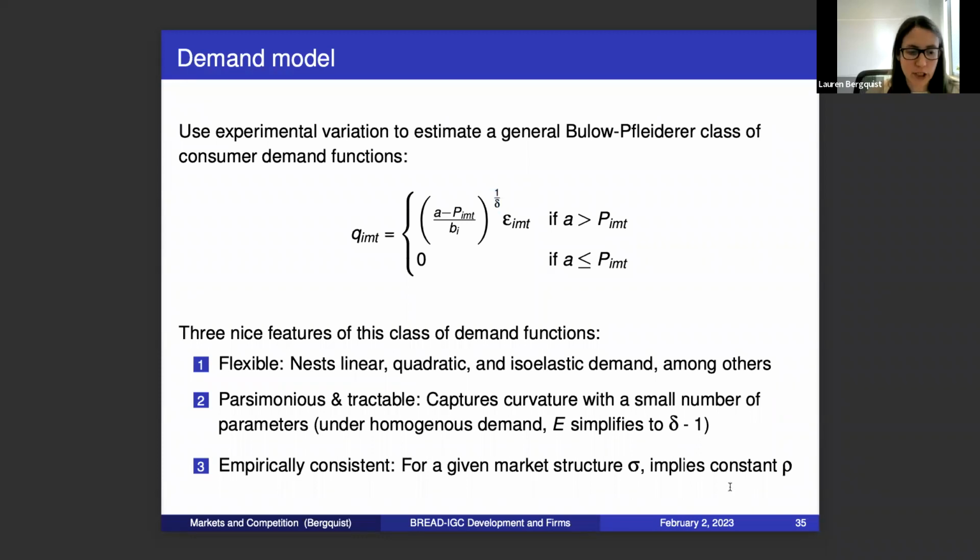Now you might say, okay, it's parsimonious and tractable, but is it totally crazy? Does it actually fit the setting? And that's where those two different size subsidies come into play. One prediction out of this class of demand functions is that for a given market structure, which was randomized, the market structure should be the same in low and high subsidies, so you should see a constant pass-through rate. And that's what we find. So I think there's some empirical support for this as well.